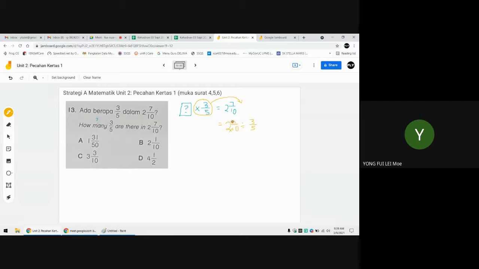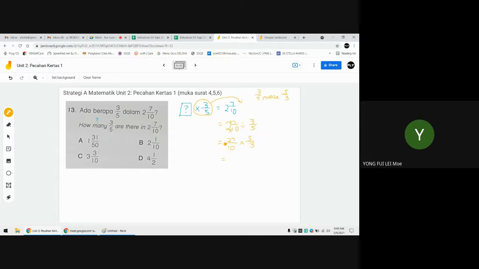So this one, same thing. Change it to improper fraction. 10 times 2, 20. 20 plus 7, 27 over 10 times 5 over 3. Why? Because there is no division here. You have to change it to multiplication. After you have changed it to multiplication, you have to inverse this. 3 over 5, when you do division, you have to inverse it to 5 over 3. Inverse it.